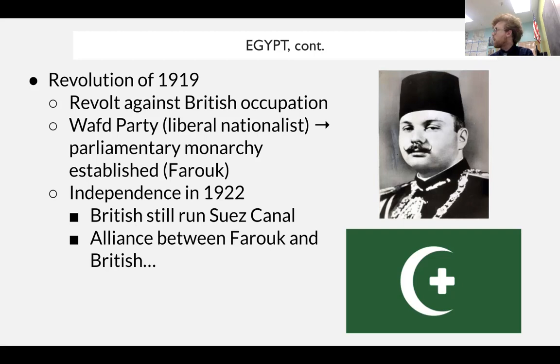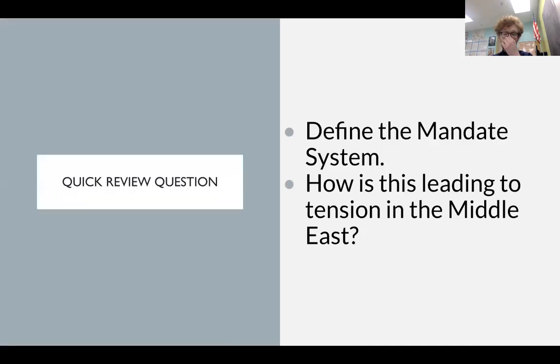So we are going to see a general feeling of anti-British resistance. And this is going to contribute to even more nationalism, even though Egypt is technically independent. So you should be able to define the mandate system. You should also be able to define how it's leading to tension within the Middle East.